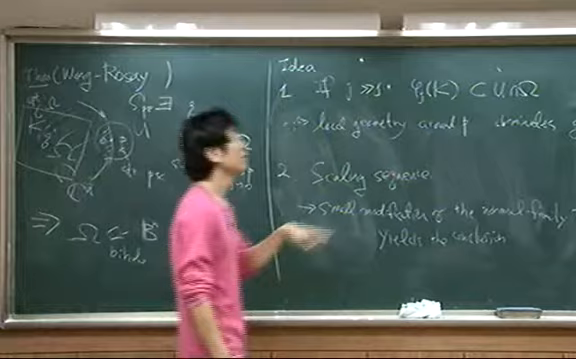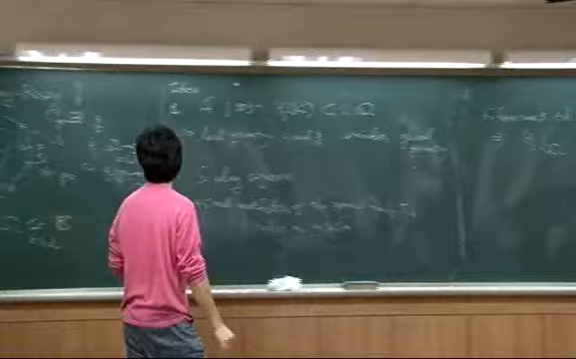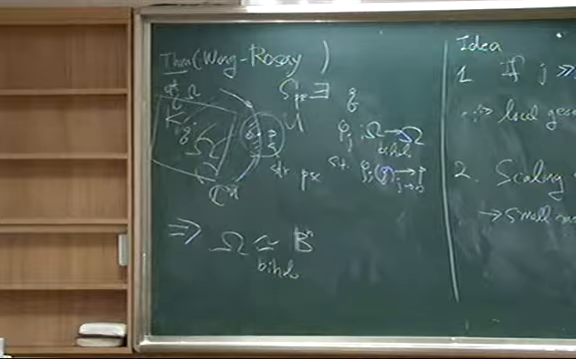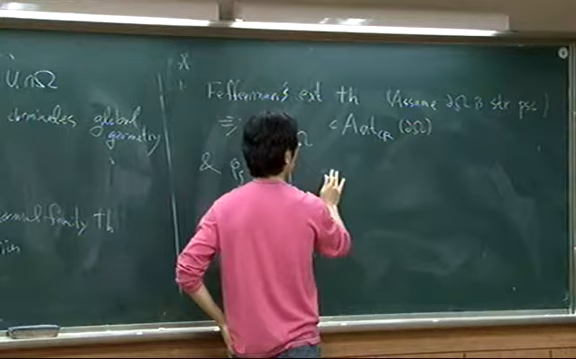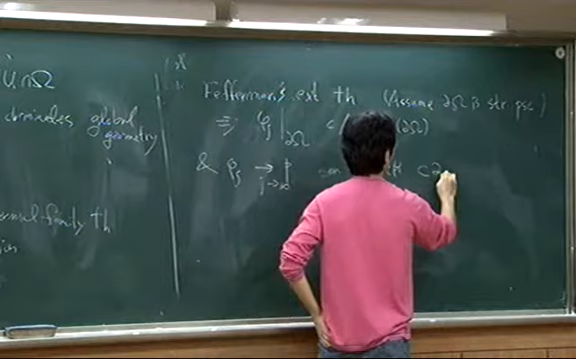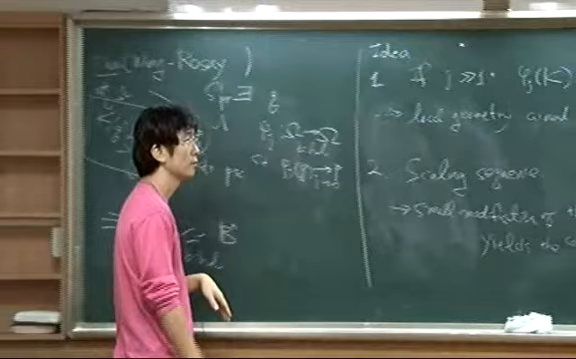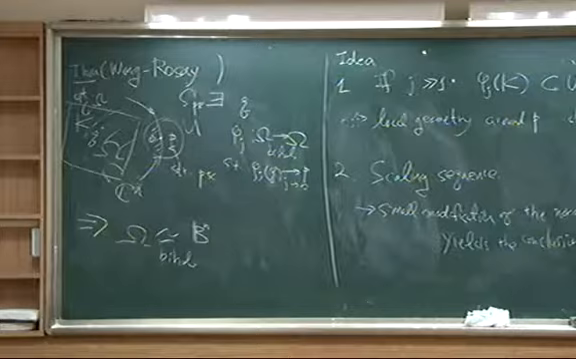But if we consider the boundary of omega, then the boundary of omega also is contracted to the single point P as j goes to infinity. And phi_j also converges to the single point on any compact set in the boundary of omega. So it means that the automorphism group acts on the boundary of omega properly. So the Schoen theorem is reasonable to be expected as a boundary version of the Rosay-Wong theorem, right?